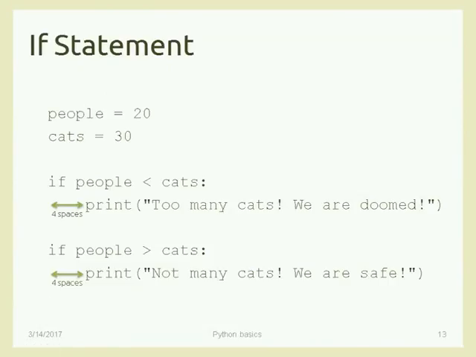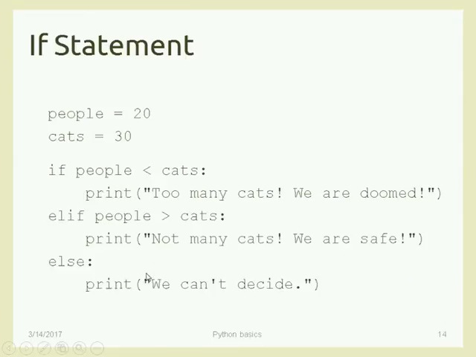A way to have these two if statements more concise and to avoid the evaluation of both this line and this line. If it's these two, why do we need to evaluate this other thing? We can try to put it together with the else if keyword, that in Python is called elif. It loses the S and the E characters. So this is, we can say, the equivalent, except for the last part, that says if people is less than cats, print we are doomed as before, else if people is greater than cats, print we are safe. In any other case, that in this case is when people is equal to cats, print we can decide.